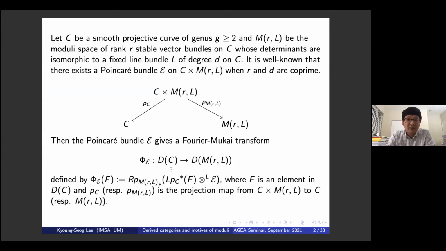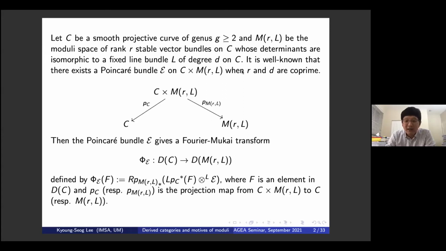In this talk, C will be a smooth projective curve of genus greater than or equal to 2, and let M be the moduli space. In this notation, M(R, L) is the moduli space of rank R stable vector bundles on C whose determinants are isomorphic to a fixed line bundle L of degree D on C.